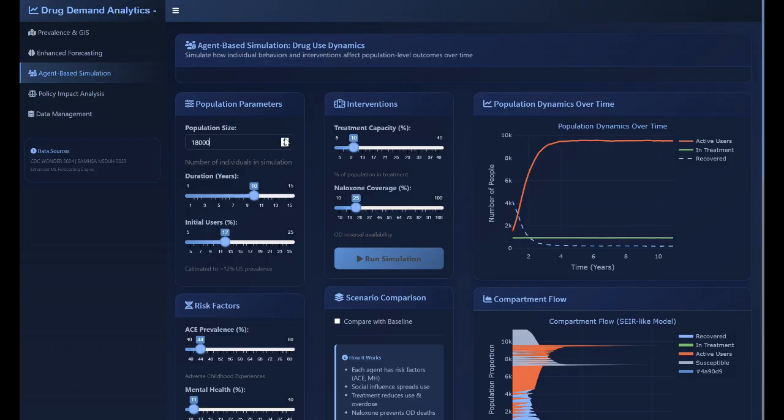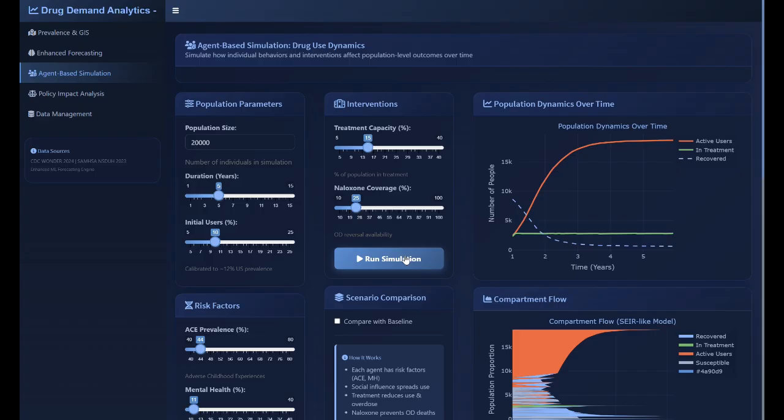So let's say I want to look at a population size of 20,000 people, and then we want to look at a duration of, let's say, 5 years, and the percentage of initial users. And then we want to look at what the treatment capacity is or naloxone coverage. So let's say we set naloxone coverage where it's available to 25% of the population.